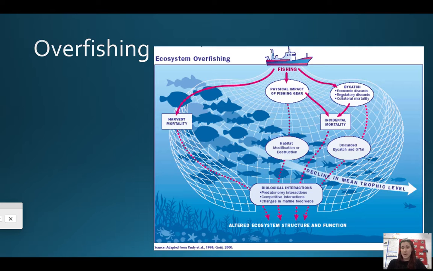So if you look at this diagram, it just shows you the physical impact of the fishing gear. Bycatch is what happens when you catch things you don't really intend to catch because you're just scooping up everything in the area. A lot of things are going to die in transit. And it can also destroy habitat because not only are you scooping up organisms that you intend and that you don't intend, but you can also be scooping up parts of the ocean floor. So it can destroy these biological interactions that organisms have and just cause complete havoc.